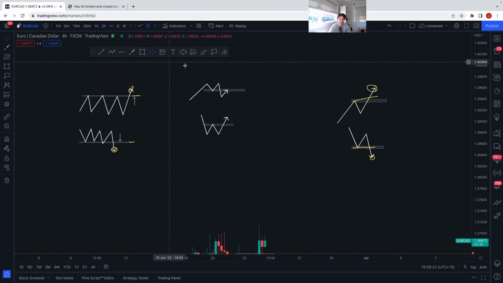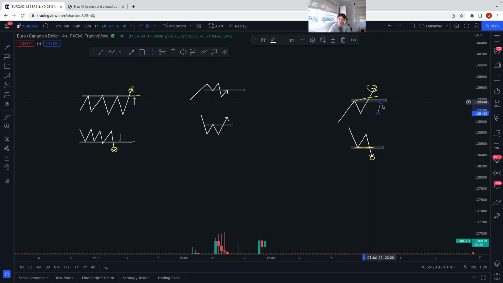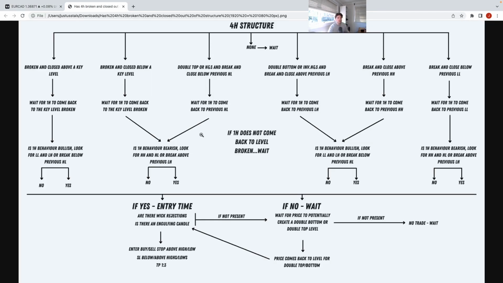Previous lower low. We want to see price push back here, and we want to see price push back to the previous higher high right there. Okay, that is all. So follow these steps according to what the initial 4H is.